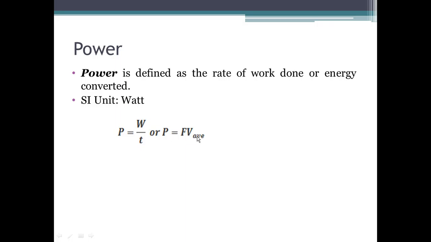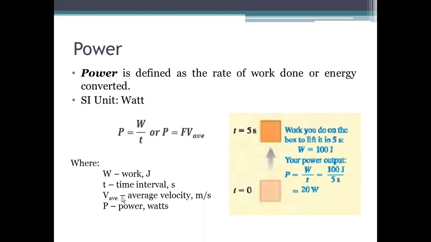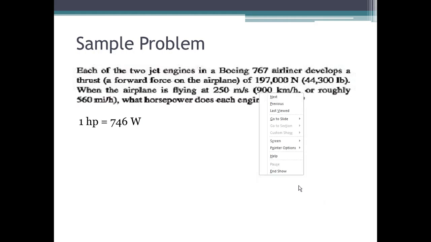Or in essence, power could also be equal to force times the average velocity. Later on, I will present how it became force times average velocity when we do the sample problem. Okay, so let's have an example. When you do work on a box, for example, when you lift it using 5 seconds to lift the object with a work done of 100 joules, the power is simply work divided by time. So 100 joules over 5 seconds gives you 20 watts.